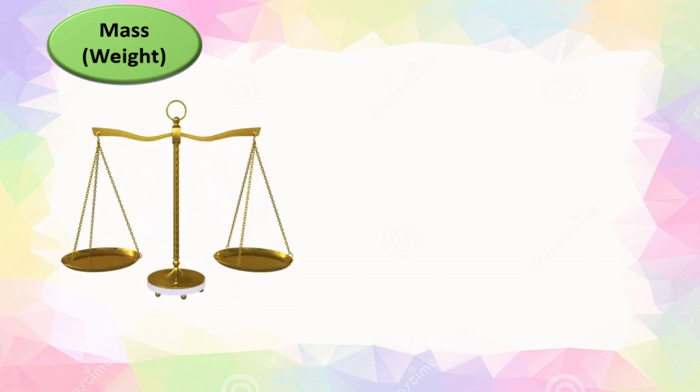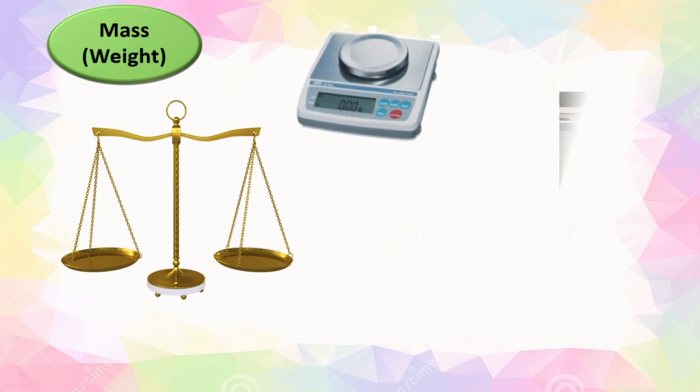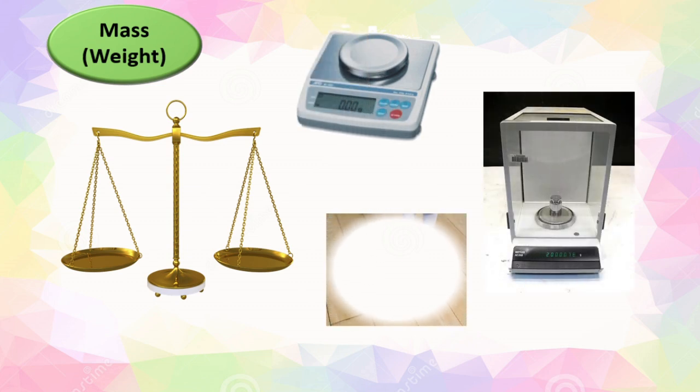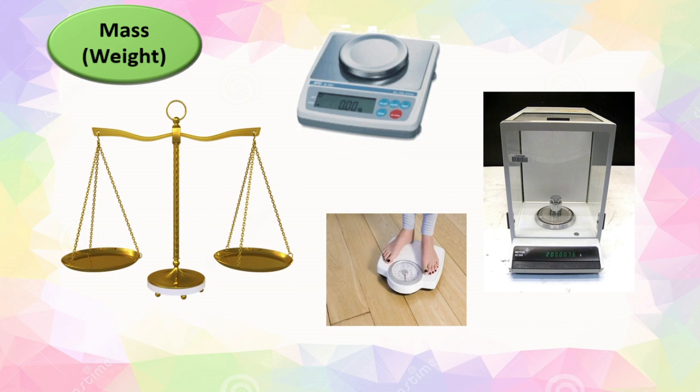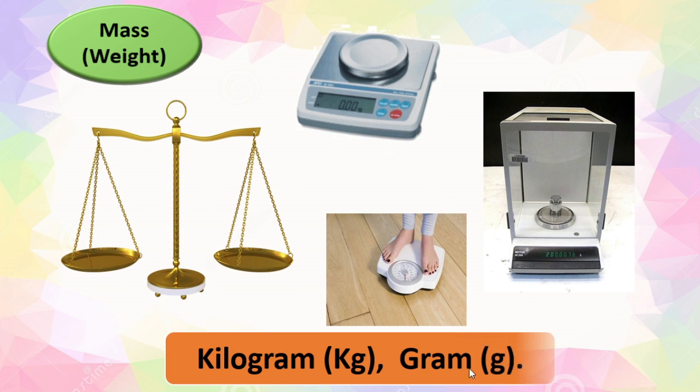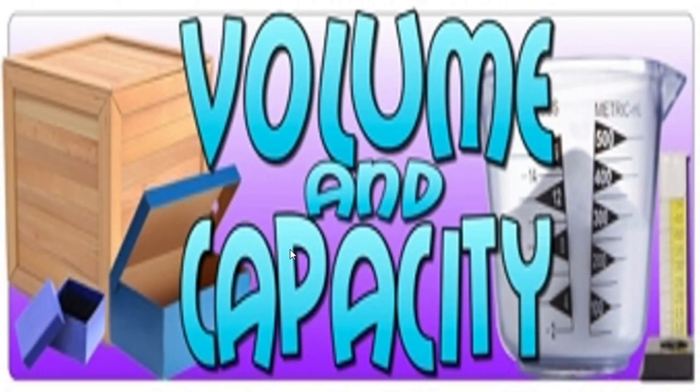We use different tools to measure the weight or to weigh the mass, right? See, this is a simple balance or balance scale. This is a digital one, right? We use these different types of tools to measure the mass or the weight of the given object, isn't it? And the unit is kilogram, or in short form kg, and gram, that is g. Now today we will go through volume and capacity.